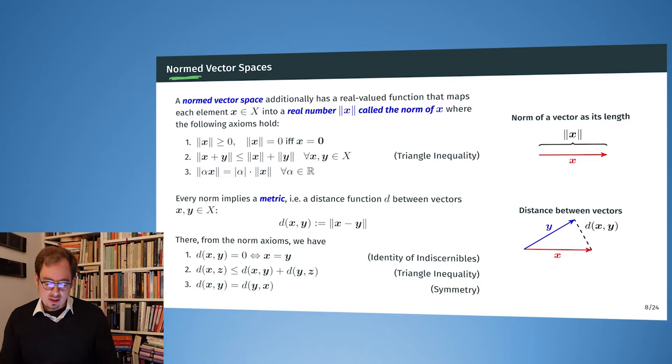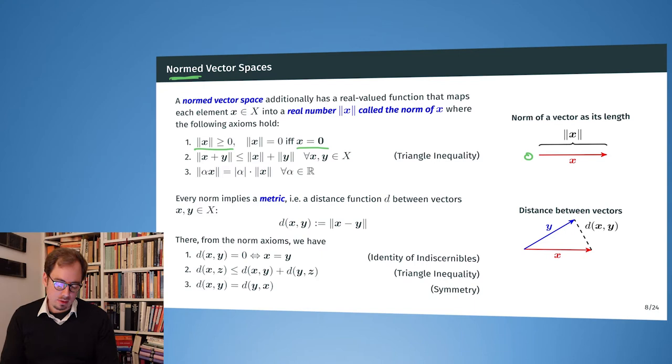And the axioms are that the norm is always at least zero, and that the norm is exactly zero only if x is the null vector. We can also think about the norm as the distance to the null vector. So if here we have zero and then x is the vector going out from that, then the norm would be zero only if x would also be exactly the null vector.